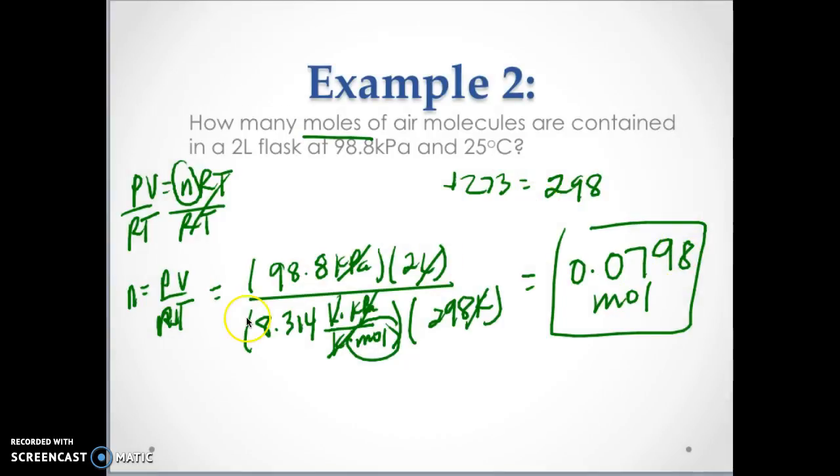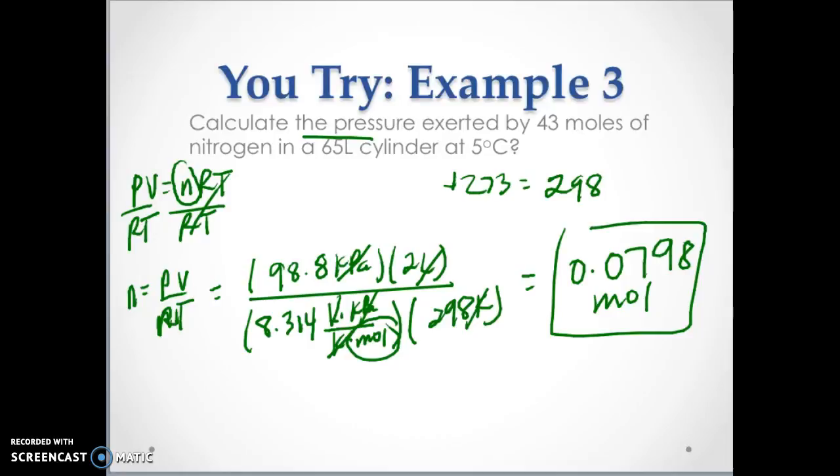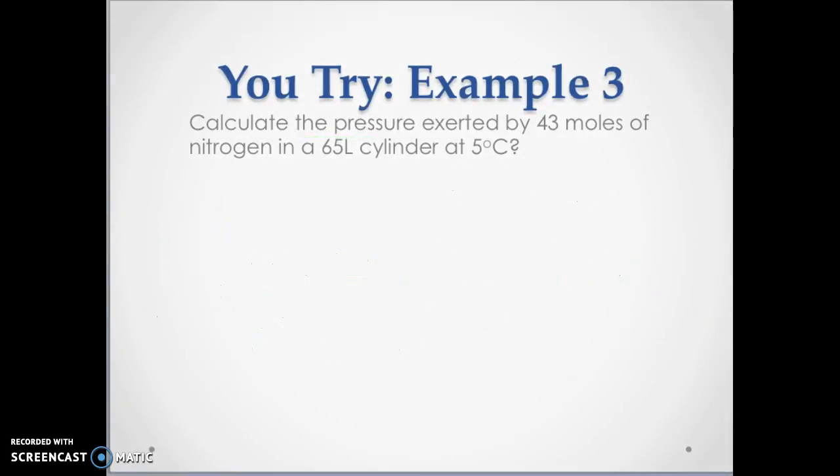Okay, so now let's try example 3. For this one, you go ahead and try it. It says pressure. It doesn't specify the unit. So your answer, you could have 2 different answers depending on what units you choose. So I'm going to do it both ways. You could use the first R to get it into kilopascals, or you could use the second R to get into atmospheres. It doesn't matter, and I'll show you why. Okay, so go ahead and try, and then now that you tried, let's go ahead and work through this one.